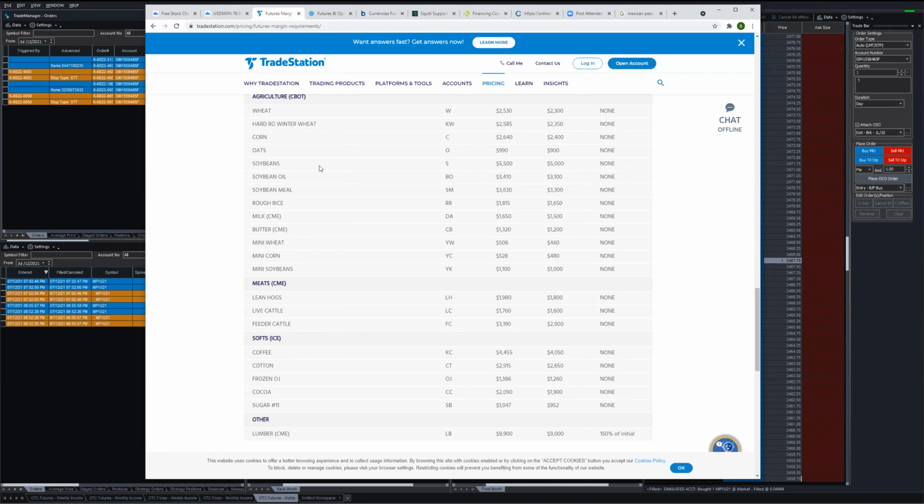If you look at these agricultural products here, we can now trade the meats. Some of you guys traded the meats already. If you look at lean hogs, live cattle, and feeder cattle, crazy seasonal lows, crazy seasonal highs, nice opportunities here, considerably low margin requirement, something we should consider to trade as a professional.